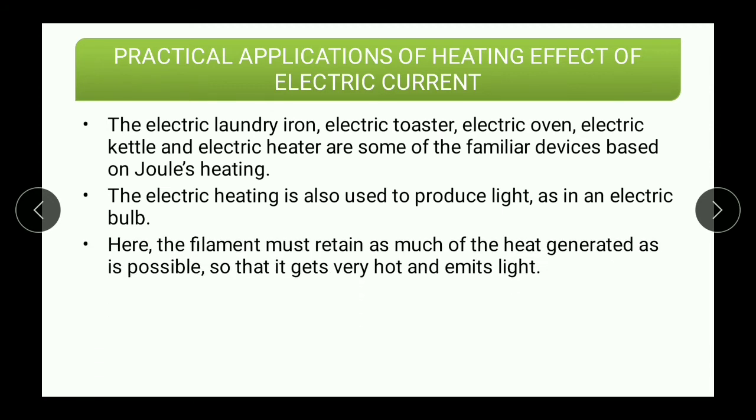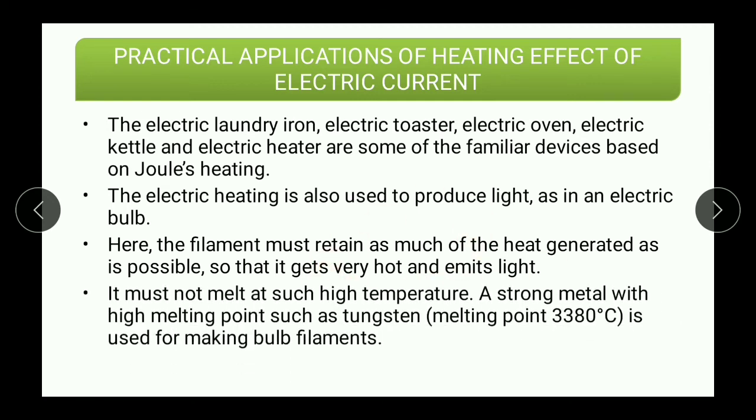What happens in an electric bulb? Let us revise. Here the filament must retain as much of the heat generated as possible so that it gets very hot and emits light. Now it must not melt at such a high temperature. A strong metal with a high melting point like tungsten, which has a melting point of 3380 degrees Celsius, is used to make bulb filaments.